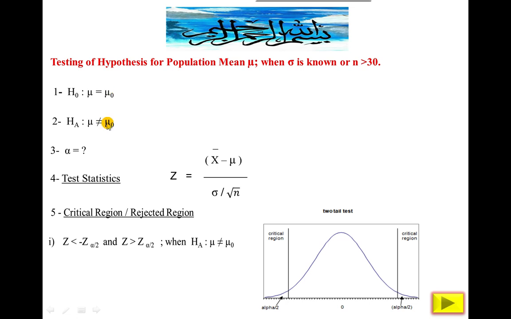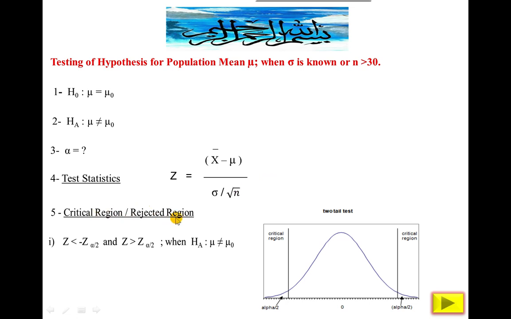Third step, same level of significance, alpha. Fourth step, test statistic, but we use the z-test. The formula of the z-test is approximately the same as the previous t-test, but instead of s we use sigma here, because in this sigma is known. In the t-test sigma is unknown, so we use the sample standard deviation. In the z-test this sigma is the population standard deviation. X bar is the same as previous, the sample mean, mu is the population mean, and n is the sample size. From this you obtain z calculated, the observed result.